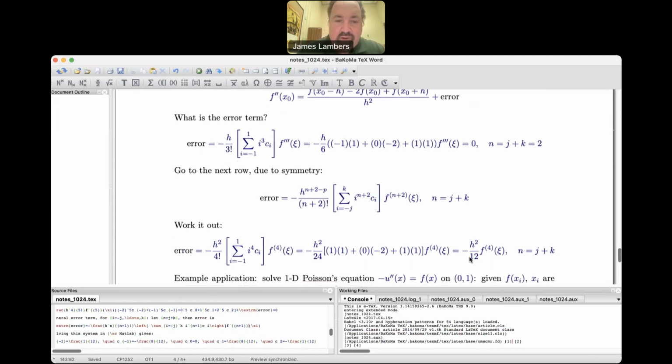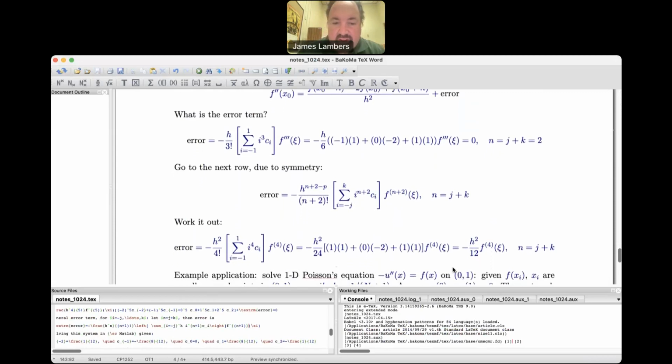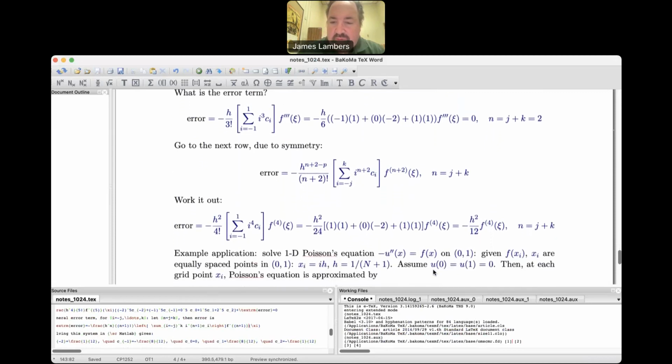Finally, I'll show you an example involving a differential equation. It's a one-dimensional version of what's called Poisson's equation. So minus u double prime is equal to some given function f on a domain x going from 0 to 1. So what we do is, we're going to impose boundary conditions on u of x to ensure a unique solution. We're going to prescribe that the value of u at the boundary points 0 and 1 must be 0.